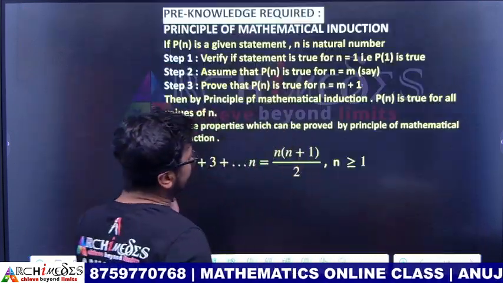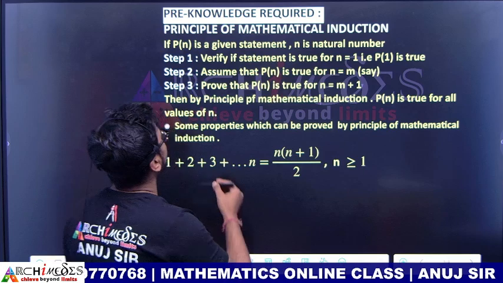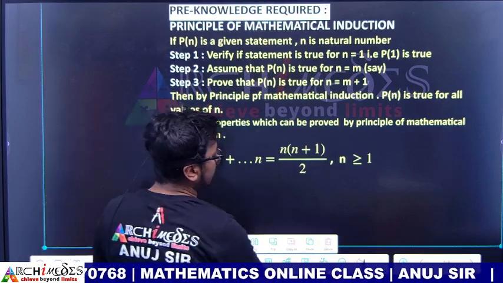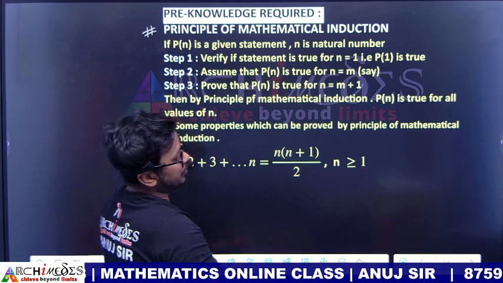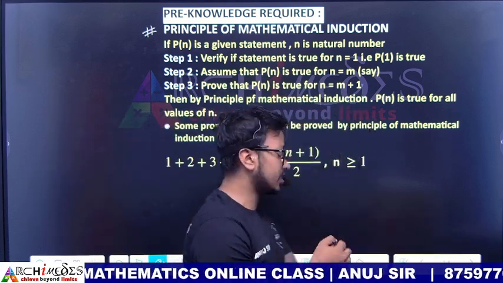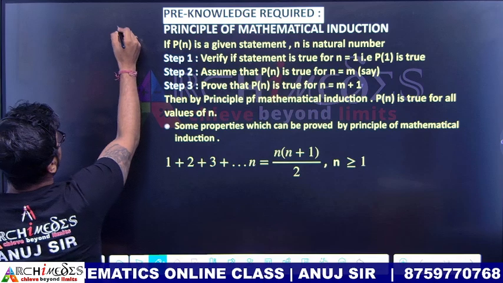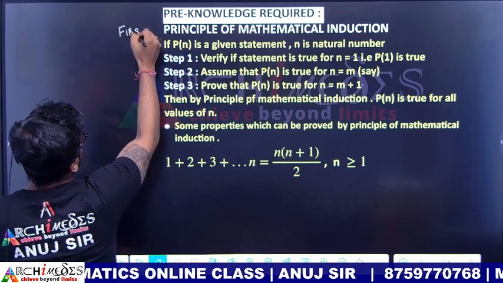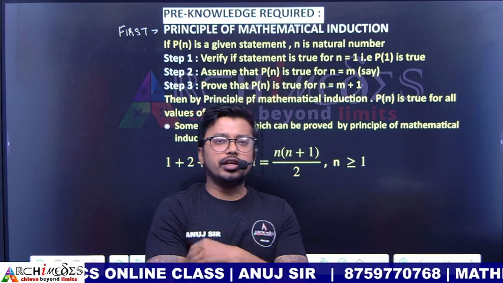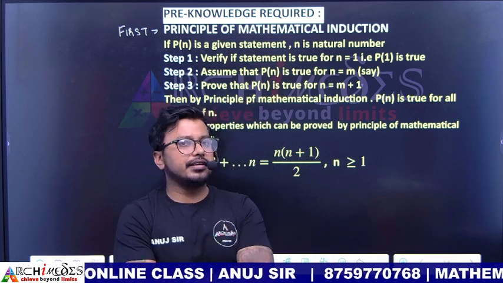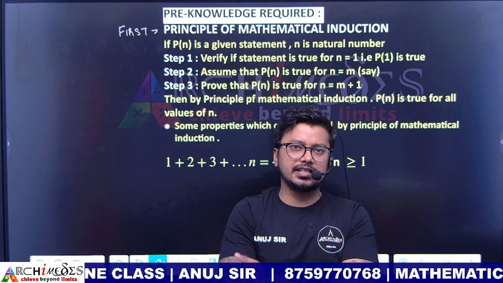The pre-knowledge that you must have for proving the Leibniz theorem is the principle of mathematical induction, because in higher classes most proving parts are done with the help of the principle of mathematical induction. This is called the first principle of induction. Remember that we have two principles of mathematical induction. So this is actually your first principle of mathematical induction. This method is useful for proving many statements for natural numbers.